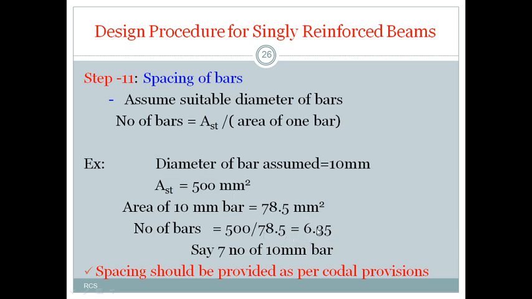I cannot provide this fractional number. I have to provide either 6 or a higher value. Generally, we go above this value, say 7 numbers of 10 mm bars should be provided. So we have got the number of bars required, and according to the code provisions, we have to provide the spacing between these. We have already discussed in the design requirements for spacing, when you provide main bars in the horizontal or vertical direction, what the space requirements are. Those requirements we have to use here.